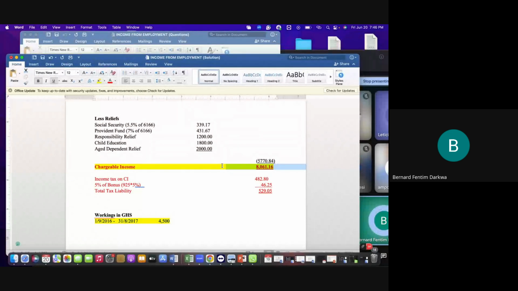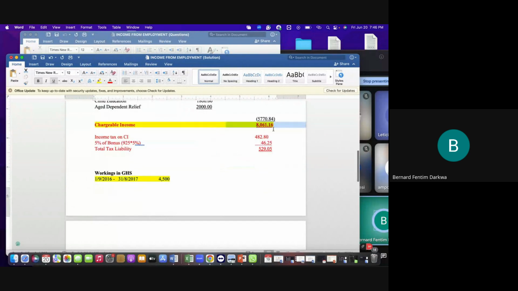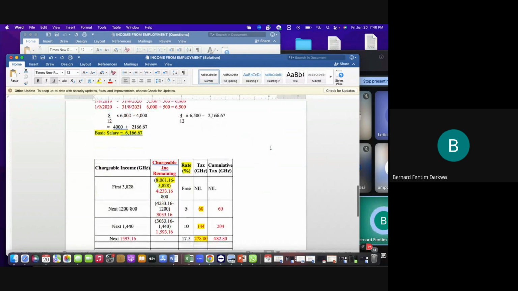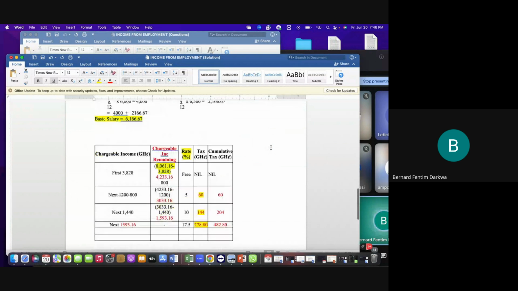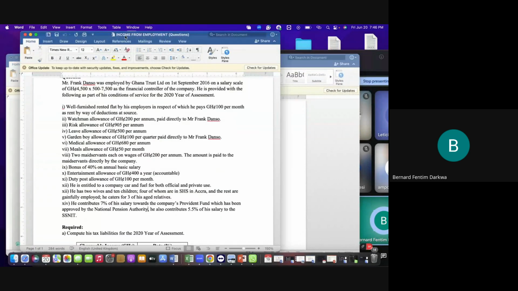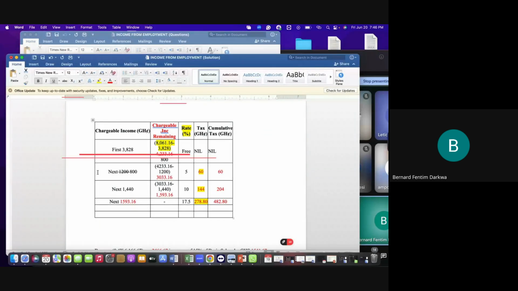Now to calculate the tax, this is where you use the table. Look at the chargeable income, 8,061. So you come here and do the workings using the table that was given to us. I hope you remember this one. Let me see. Next 1,000 to 14,417. Okay, so next 1,200.